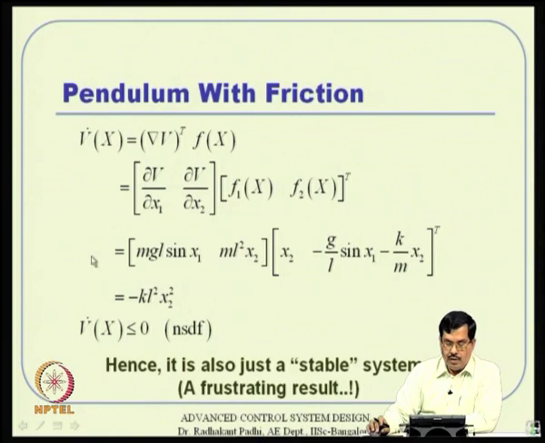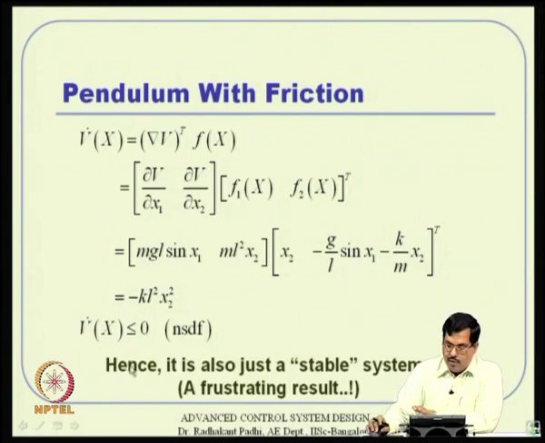That means V dot of x turns out to be minus kL square x2 squared, and that is the difficulty. In other words, we can only claim that this expression is negative semi definite. It is never negative definite because it does not contain an expression in terms of x1, and this expression has to contain all variables. You cannot leave out one component of the state space and say it is negative definite.